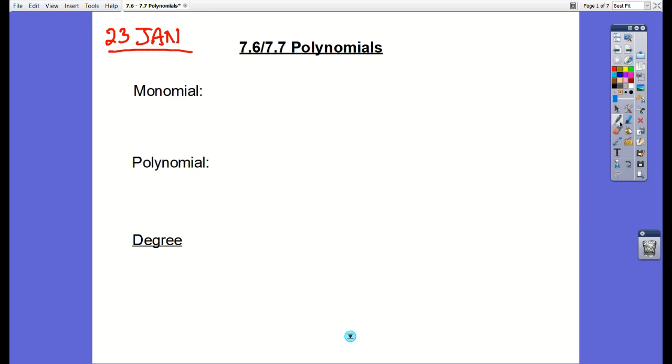All right, starting with a monomial. Mono just means one, right? That prefix. So all this is just a number or variable or a product of the two. Product of numbers and variables.